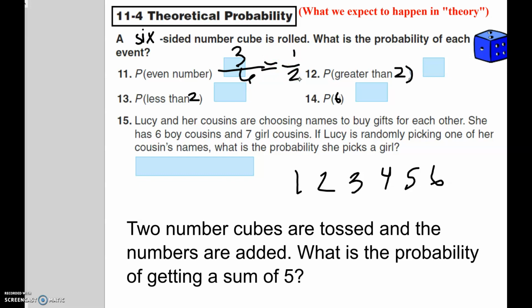Okay, next one, what's the probability you get a number that's greater than 2? These numbers are greater than 2. That's 4 numbers that I circled. So that would be 4 out of the 6 total.